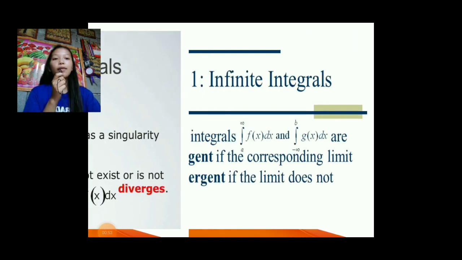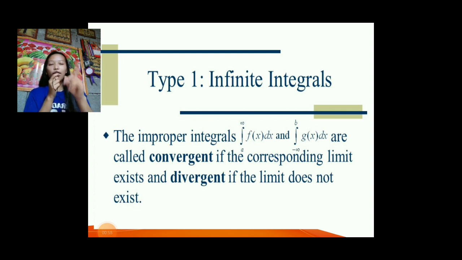So let's proceed. Type 1: infinite integrals. That is, the improper integrals from a to infinity of f of x dx and from negative infinity to b of g of x dx are called convergent if the corresponding limit exists. So the integral is convergent if there is a corresponding limit, and it is divergent if the limit does not exist.